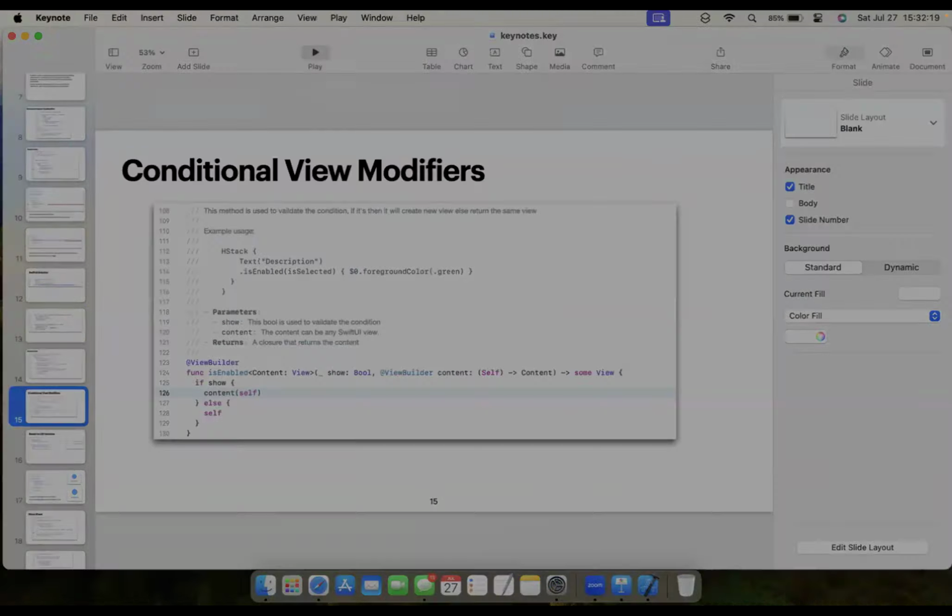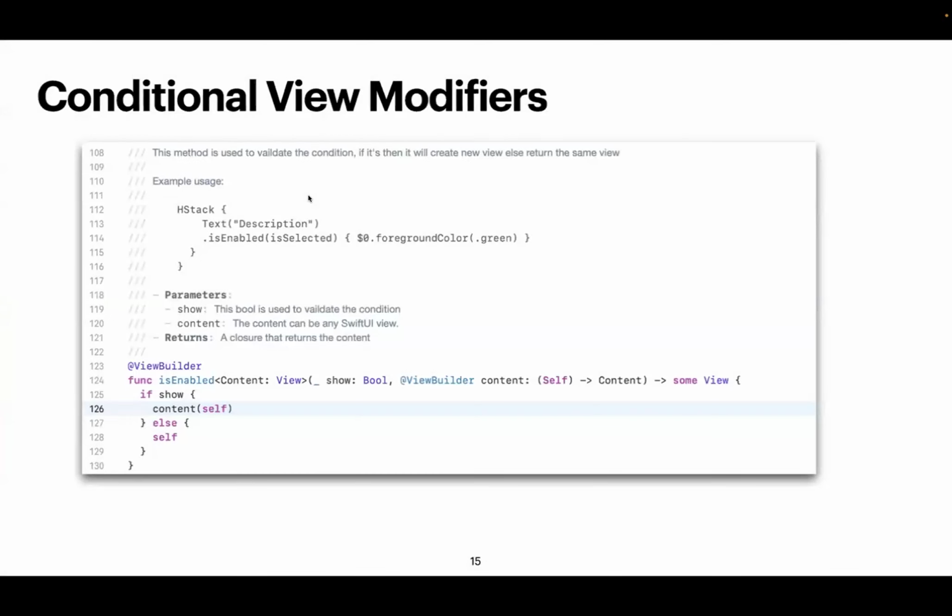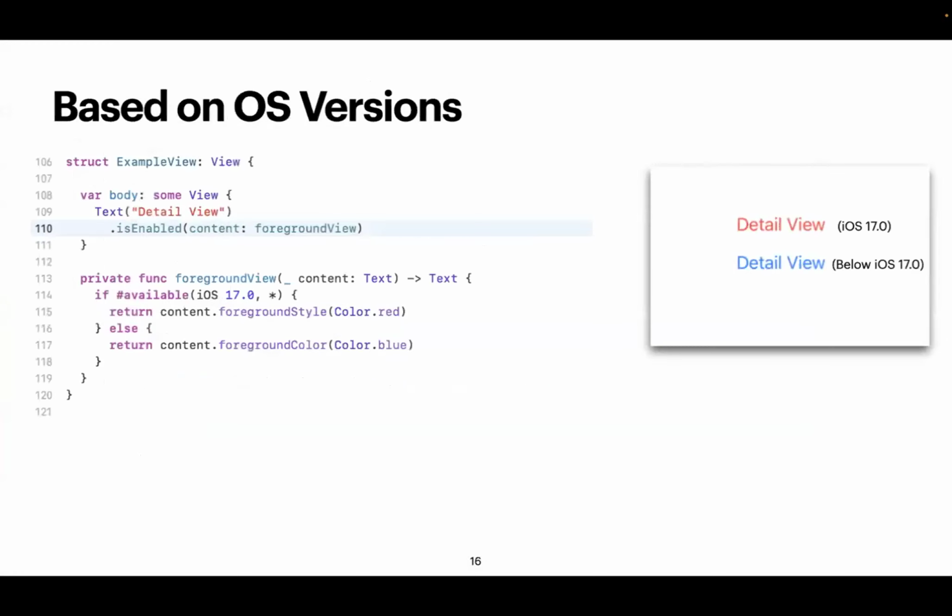So next we will see the conditional view modifiers. Like we will write code, right? But sometimes we have some kind of conditions, like at runtime, or customer specific, or OS specific. These kinds of things will come. But in SwiftUI, we can't use them directly. We have to rely on some sort of syntax to apply that.